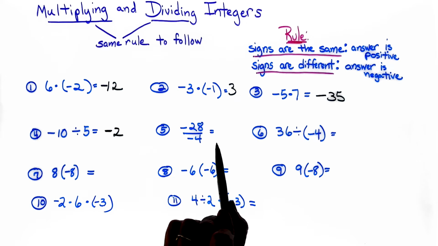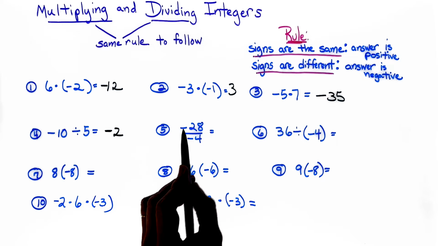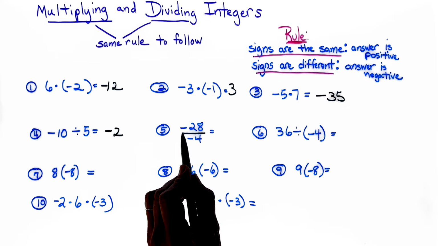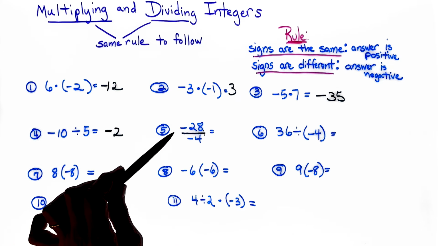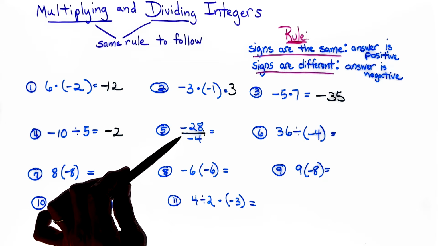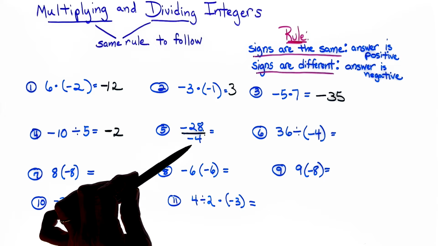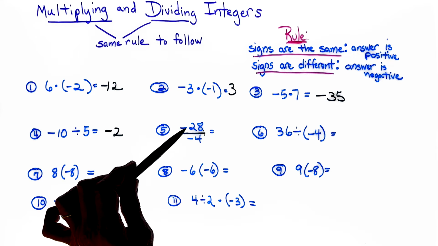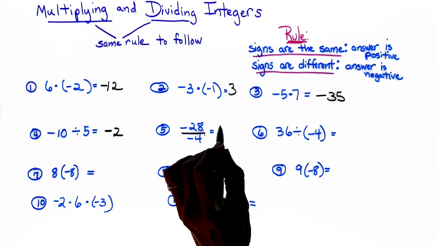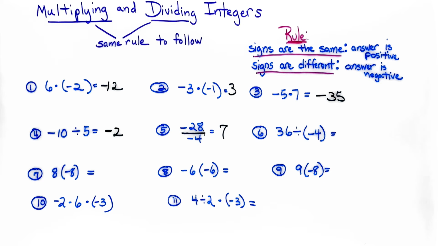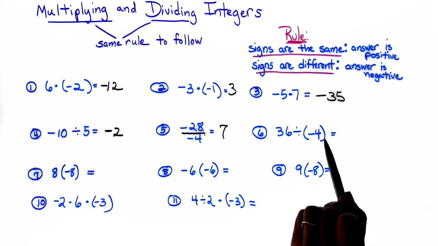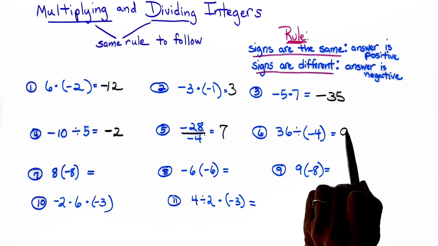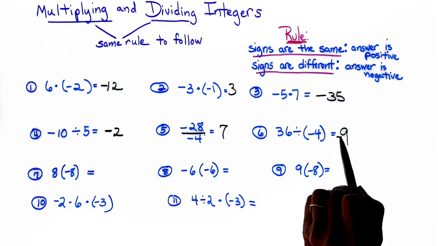Looking at number 5, when it's written in fraction form, remember this fraction bar is really like division, so it is negative 28 divided by negative 4, and notice I said they were both negative, so our answer is just 7. For number 6, 36 divided by negative 4, the answer is a negative 9.